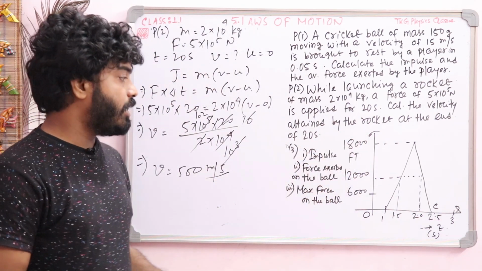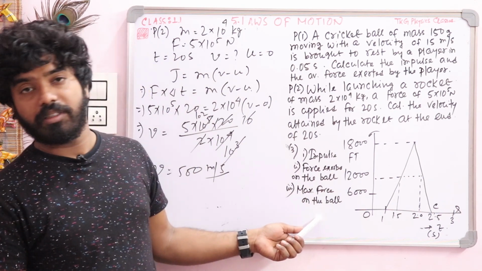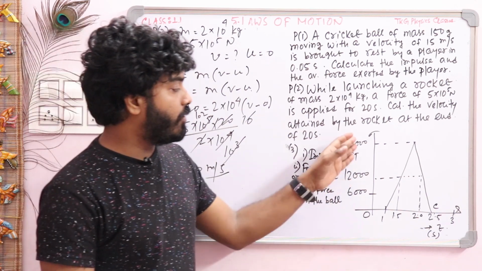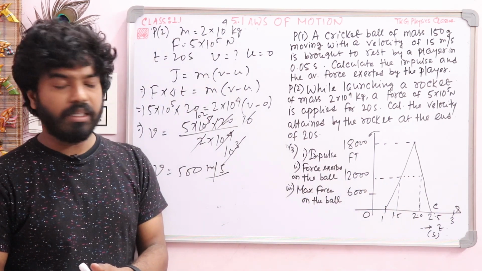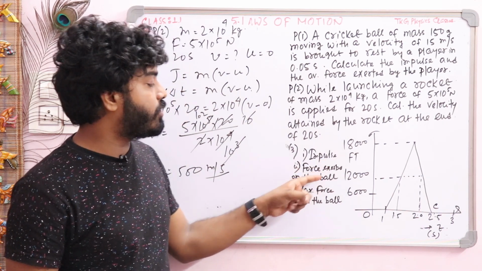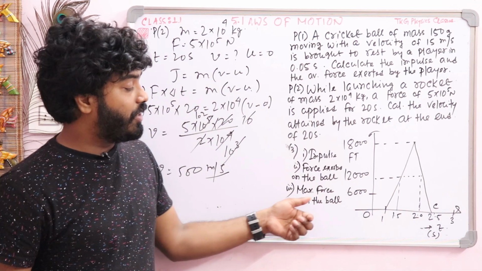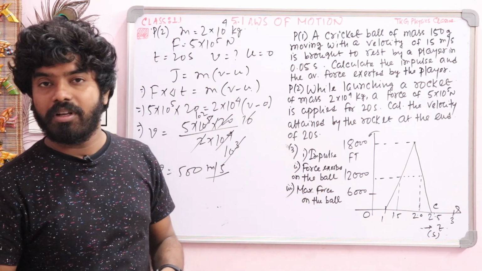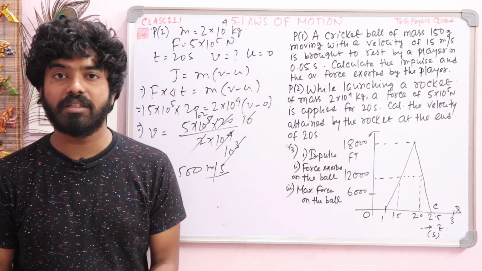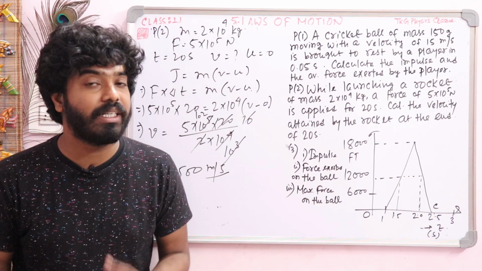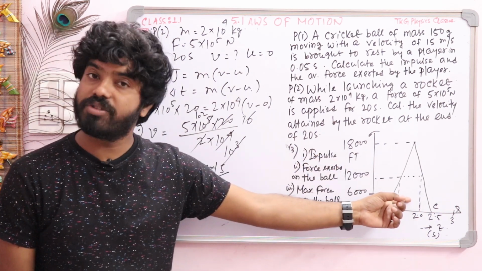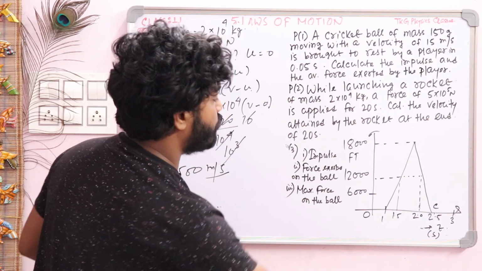And in general you have to calculate these types of quantities basically by the graphical method. You read it. A graph is given, a force-time graph for a baseball, and you have to calculate, first, the impulse, second, the force exerted on the ball, and third, the maximum force on the ball. And you know by the graphical method how to find impulse. You have to find the area of that graph. So for finding impulse you have to find the area of this triangle.